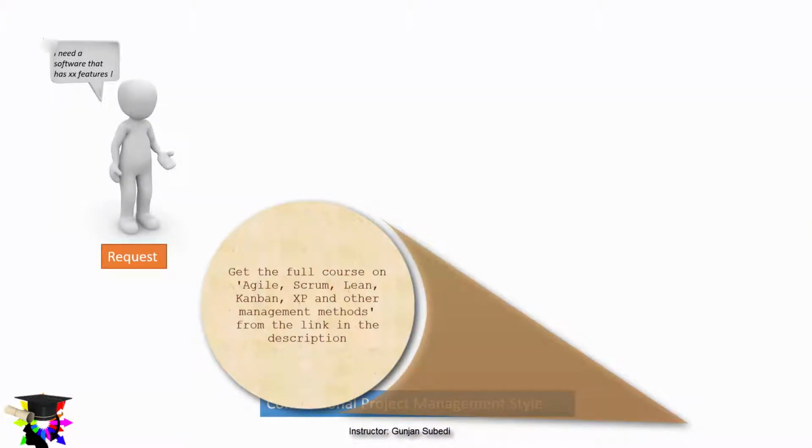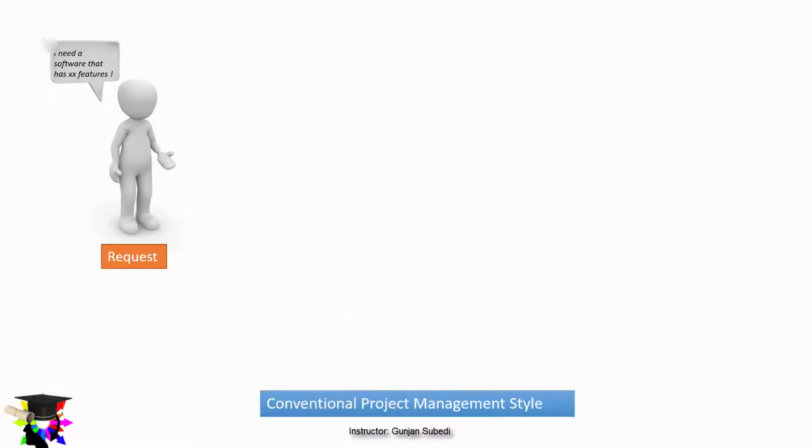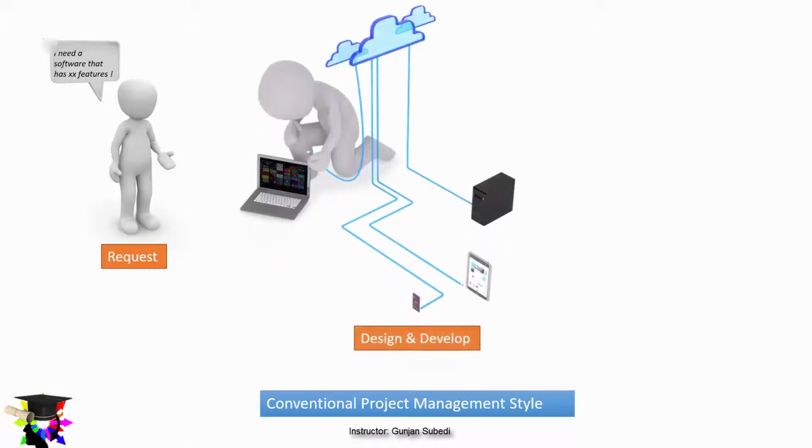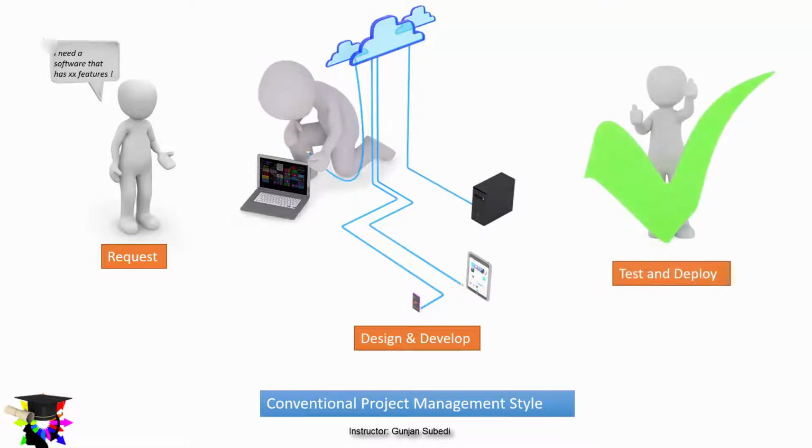Suppose a customer approaches you with a request. He wants a new software for his company having some set of features, say XX features for now. If you are following a conventional plan of project management, when the team receives a request from the customer, they make a plan initially and design and develop the software according to the plan. Then they deliver the requested software to the customer after testing.